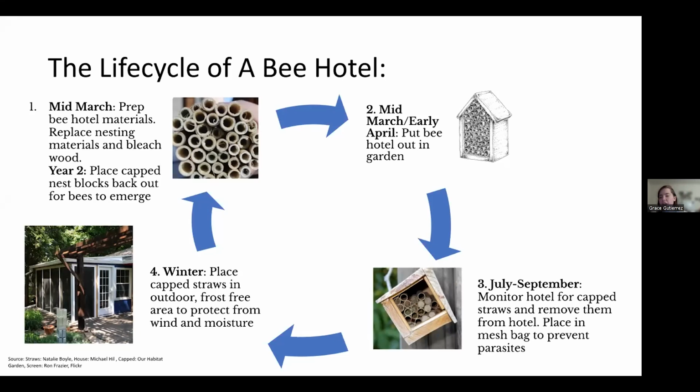Then in mid-March to early April, you put your bee hotel out in the garden to get it ready for those first visitors, the first bees that are visiting that hotel. And then you wait with your fingers crossed and really hope that bees will come to your garden and start using your bee hotel. I unfortunately get some people who say, I've had my bee hotel out for 2 to 3 years and I've never gotten a single bee. And unfortunately, sometimes that's just the way it goes.